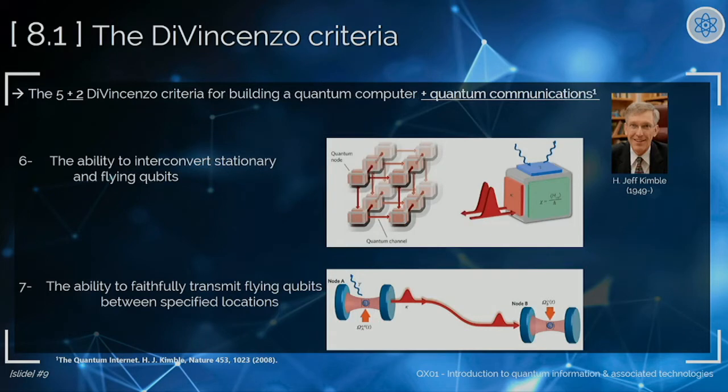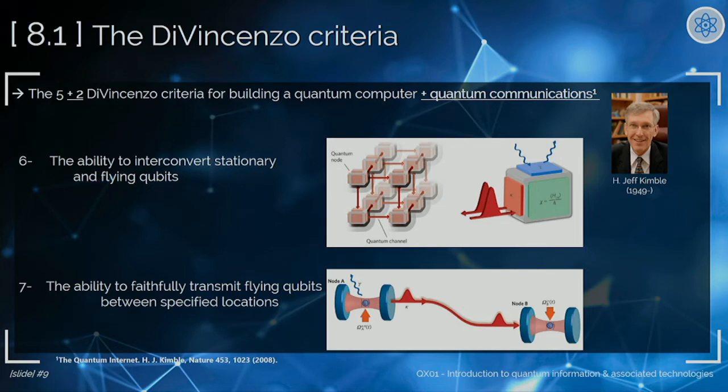Afterwards, there were 2 other criteria that have been added that are more linked to quantum communications, which is a strong part of quantum technologies. The 2 others are the ability to interconvert stationary and flying qubits.